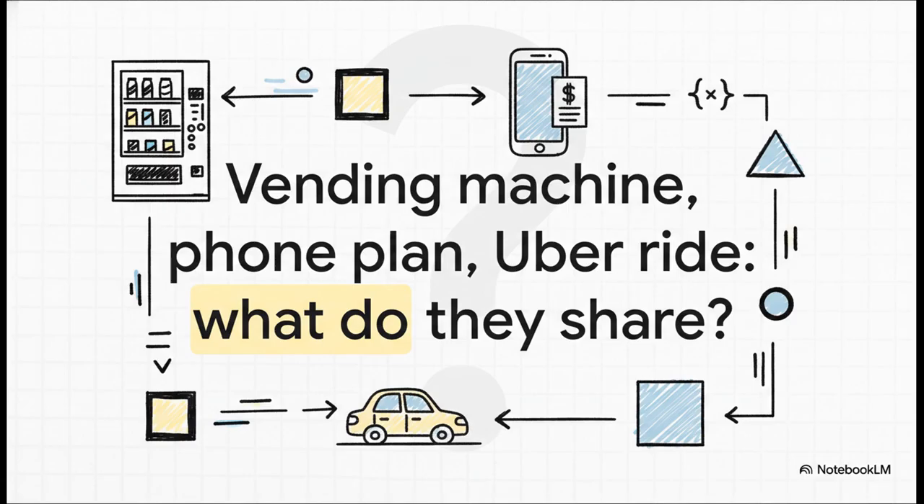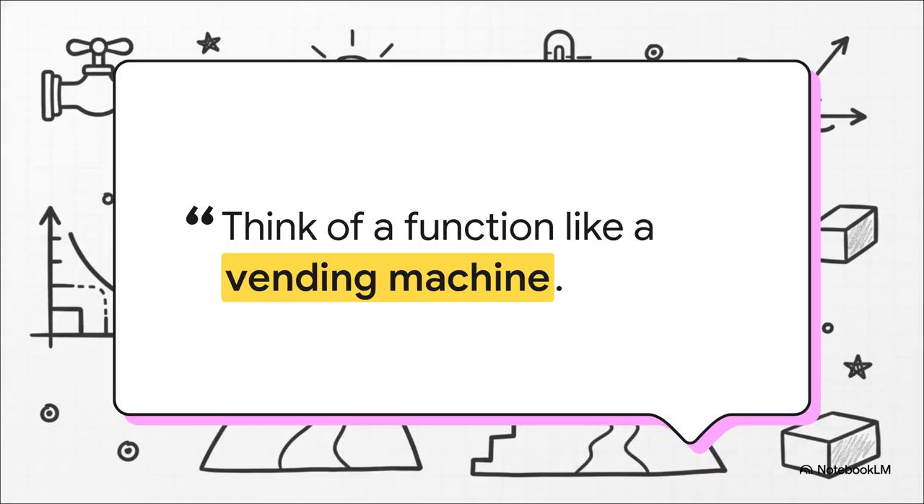A vending machine, a phone plan, and Uber. What's the connection? Well, the answer isn't some clever punchline, it's a pattern. It's a secret math rule that ties all these everyday things together. And we're about to find it. And this is the key right here. This analogy is going to make everything just click into place.